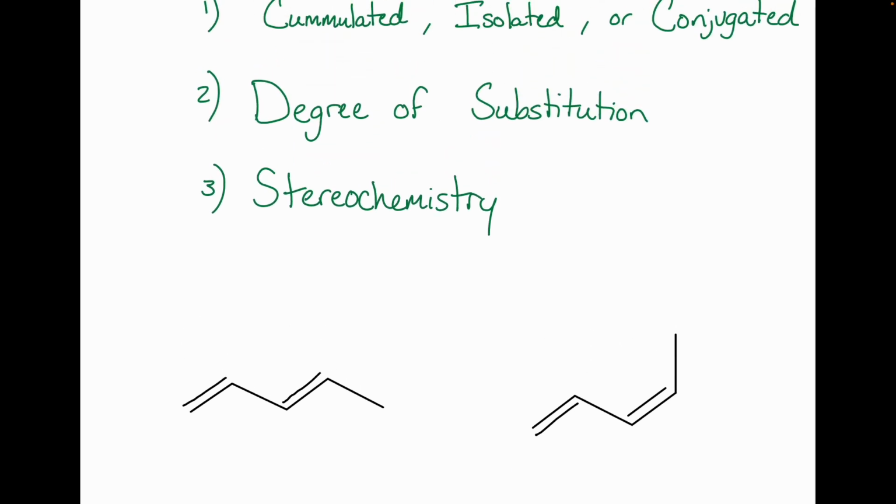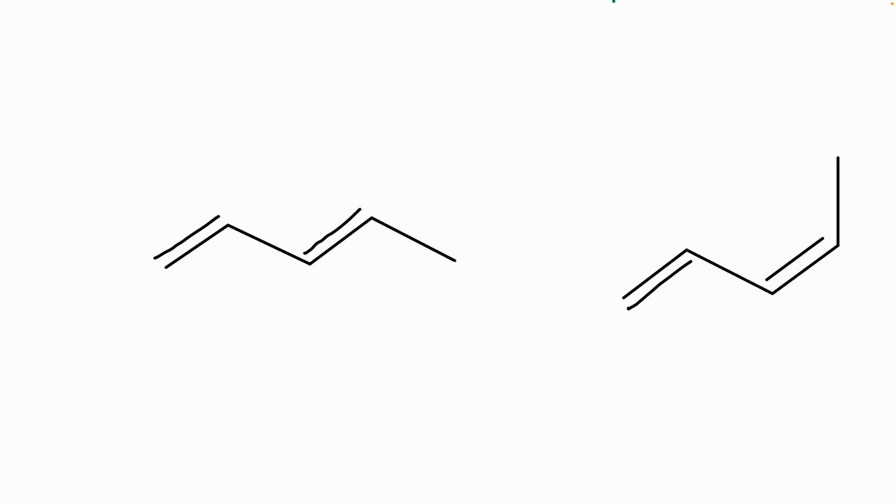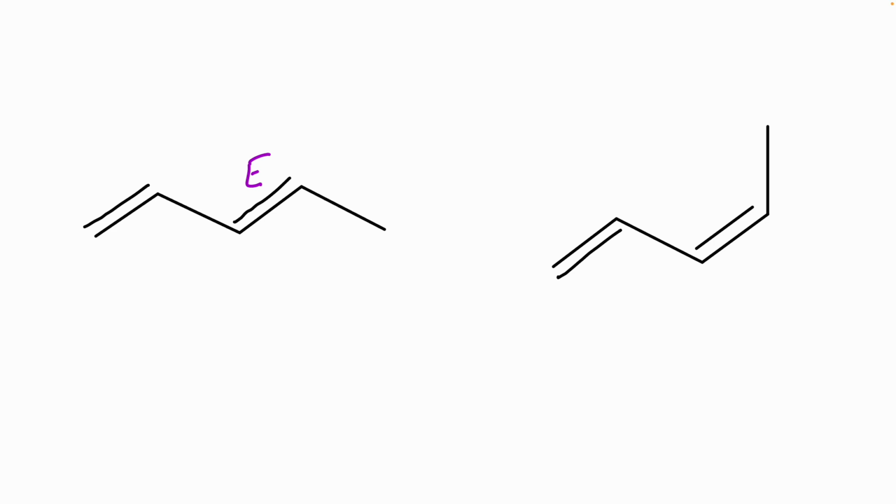Okay, in terms of my conjugation, cumulated or isolated, both of these are conjugated double bonds, right? We got that perfect double bond spacing in each of these. They both have the same degree of substitution. The first bond is a mono substituted and the second bond is a di substituted. The only difference is that this is my E stereoisomer, and this one is my Z stereoisomer. Okay? So on your E stereoisomer, you have these two big groups that are on opposite sides of the double bond. On the Z stereoisomer, you have two big groups that are on the same side of the double bond.